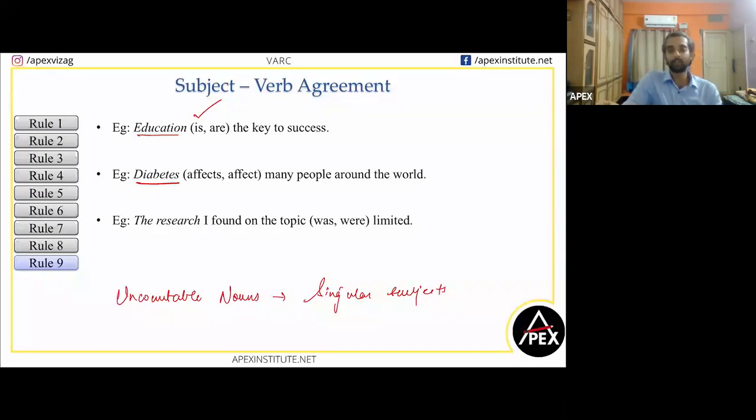So what will happen to this? Education is the key to success. It won't be effect, it will be effects. Diabetes affects many people around the world. Because diabetes is the name of the disease, but it's still one disease. Don't get confused because of this S. Diabetes is one disease, so it will be a singular subject, and hence it will be affects. The research I found on the topic was limited.